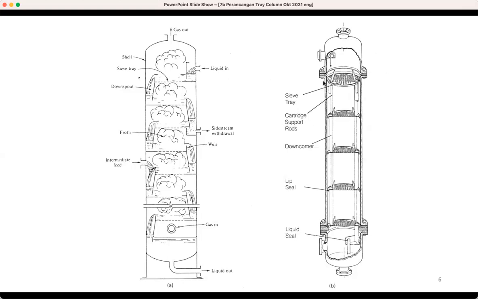If we look at the inside of the equipment, it looks like this. This is the sieve tray. It looks like a tray, of course. And then, of course, we have the cartridge support just to make sure that the sieve tray can be placed at that height. This one is called the downcomer, where the liquid will flow downwards. And also some lip seal, of course, also a liquid seal when it is operated not at atmospheric temperature.